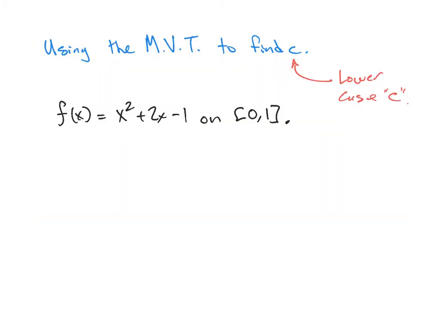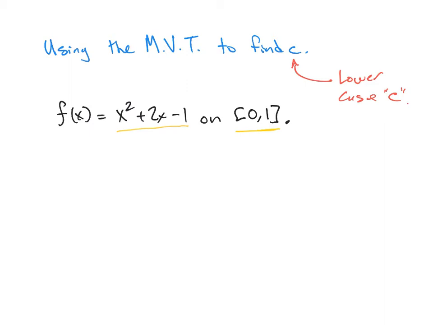So the first type of problem that we're going to want to solve, you're going to be asked to solve, is going to be basically applying the mean value theorem so that we can find the point C, which the mean value theorem guarantees exists. So we have a continuous function here. F of x is x squared plus 2x minus 1, and we're on the closed interval 0, 1.